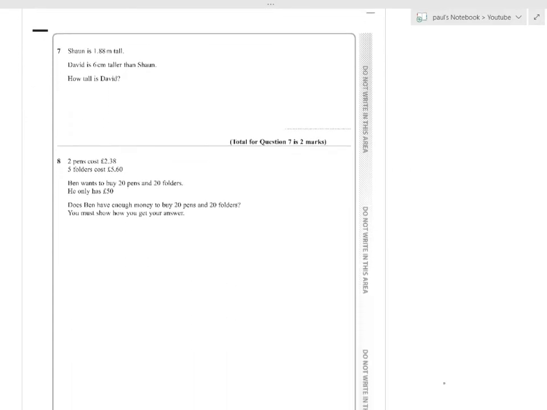And Sean is 188 tall. David is 6 centimeters taller. So add the two together. So 1.88 plus, be careful on this, 0.06. So 1.88 plus 0.06 is 1.94. Right, so 1.94.